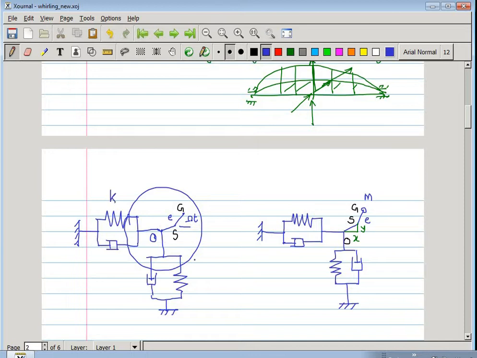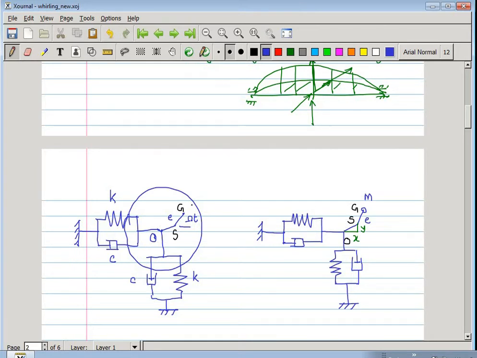These two stiffnesses are equal, and parallel to each stiffness we have taken a damper. This damper is not due to the material damping of the shaft. This is due to some damping that may be present in the bearings. So this C is not due to the material damping of the shaft, but due to some damping present in the bearings. So this K is due to the stiffness of the shaft, and we have assumed two dampings.